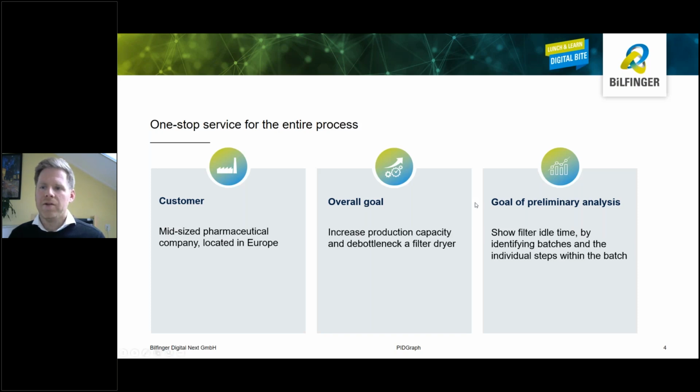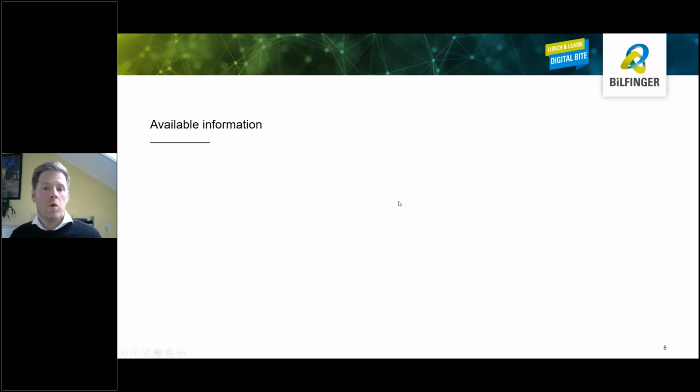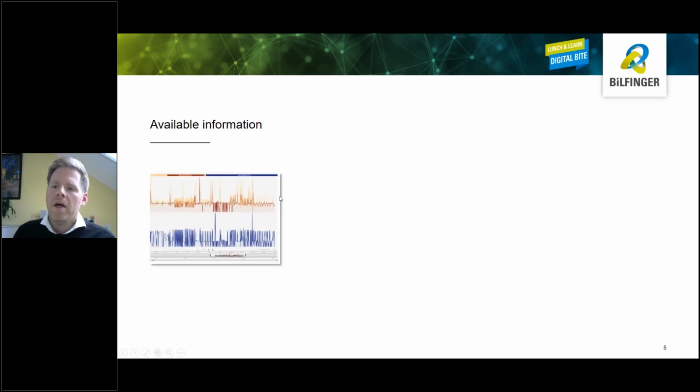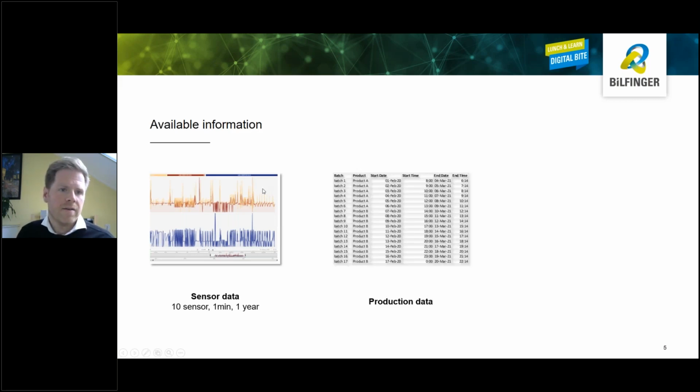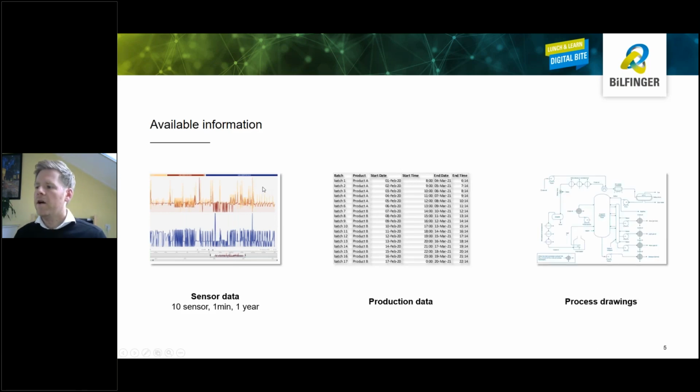In order to answer this, it's good to know which information I had available. So first of all, I had data from 10 sensors available for 1 year with a 1 minute interval. Second, I had production data available. And thirdly, I had some process drawings available. And these help me to understand the process and also the meaning of the sensors.